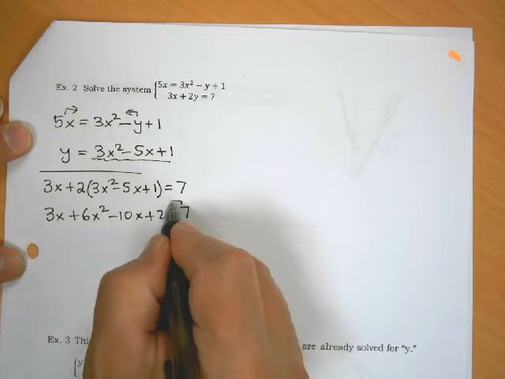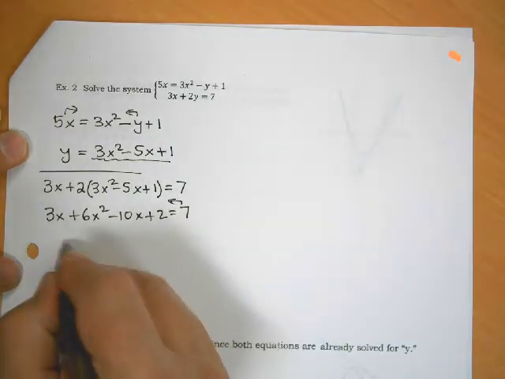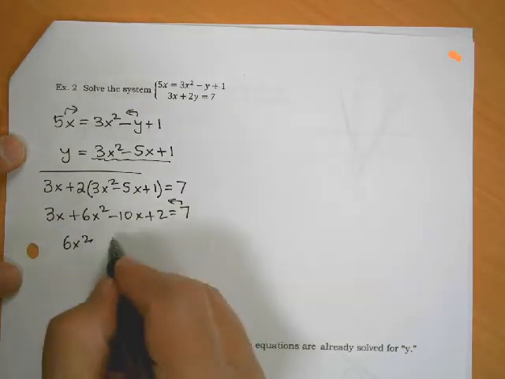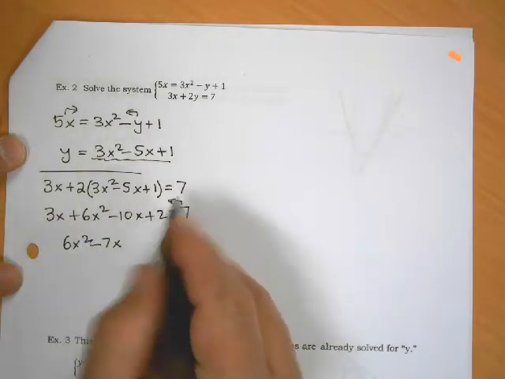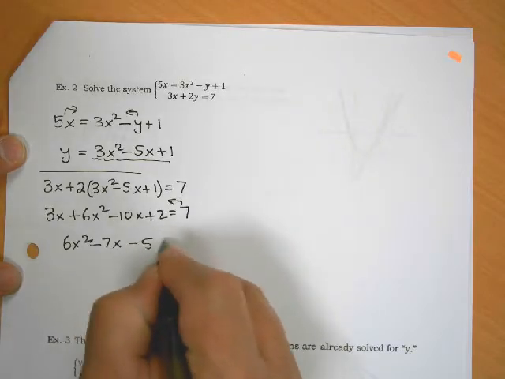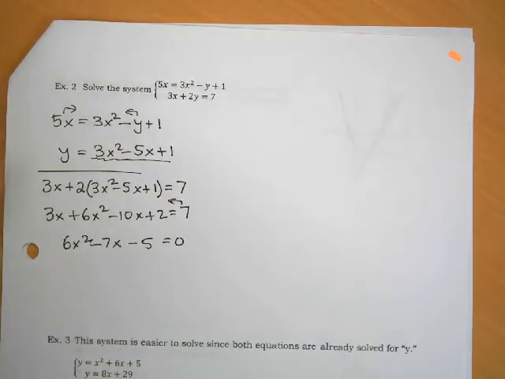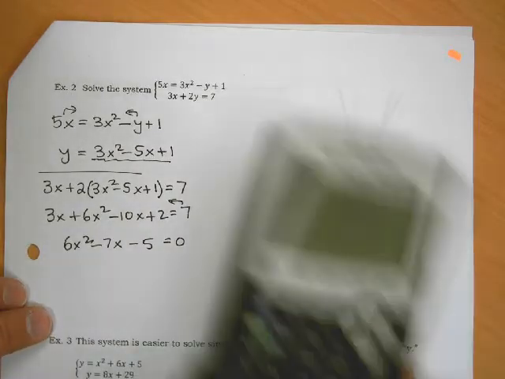And now I'm going to bring the 7 over and put this in the right order. 6x squared, these combine to be minus 7x. And this 2 joined by a negative 7 gives negative 5. So now I'm ready to see if this factors. If it does, I'm going to keep going with that way of doing it.